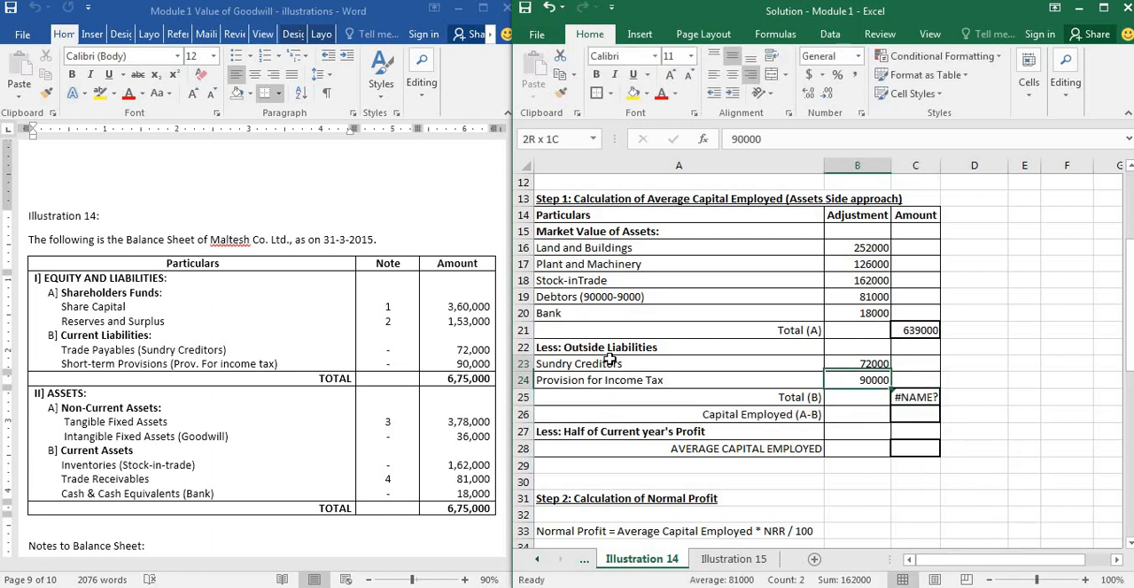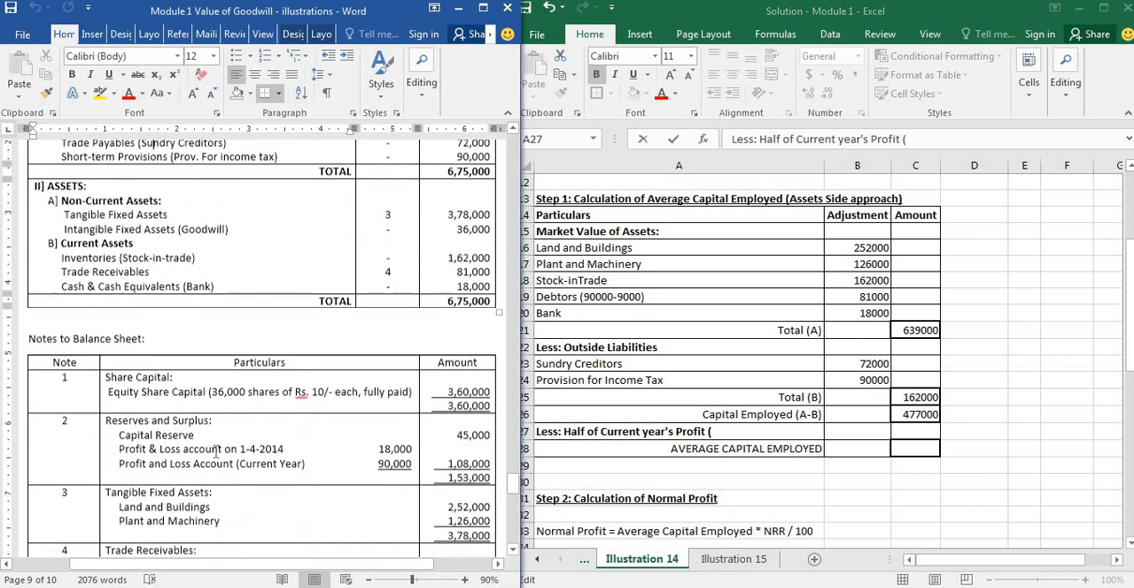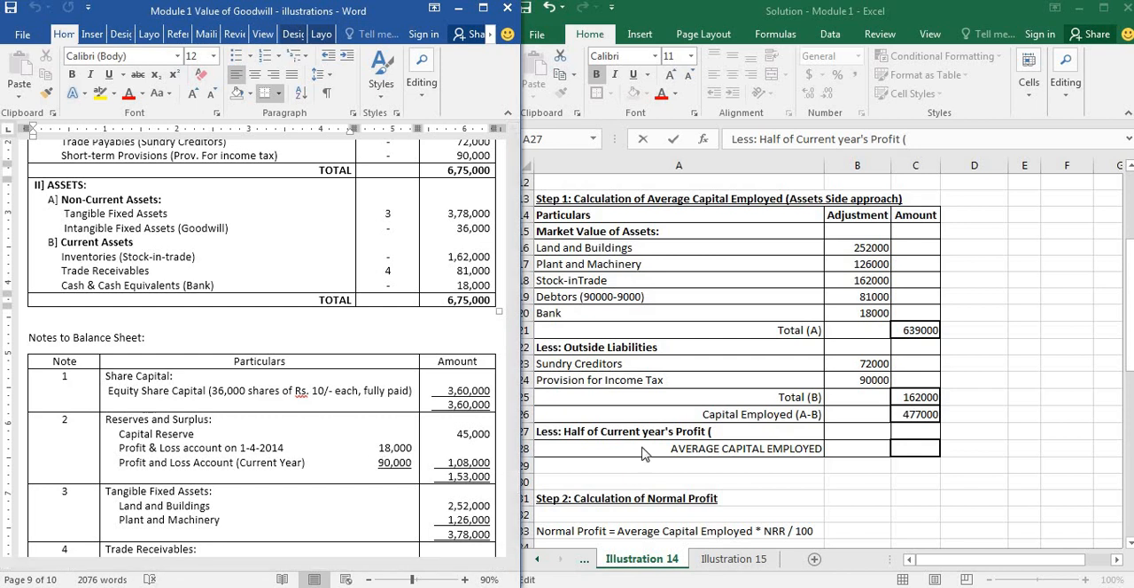To the total, we got 1,62,000 as total of outside liabilities. Calculate the capital employed, which is total of A minus total of B. So we get 4,77,000 as our capital employed. Now we have to take half of current year profit. What is the current year profit? Let us check here. The current year profit is 90,000.